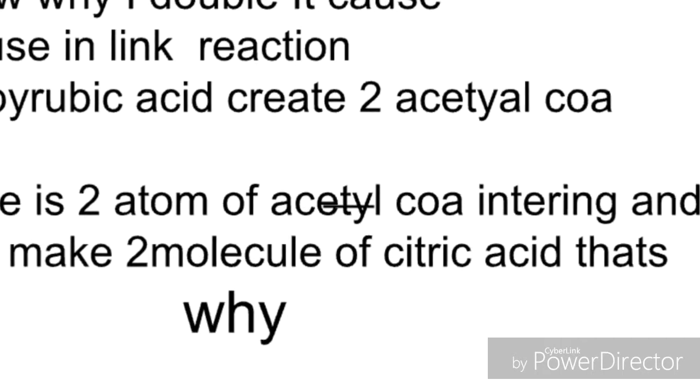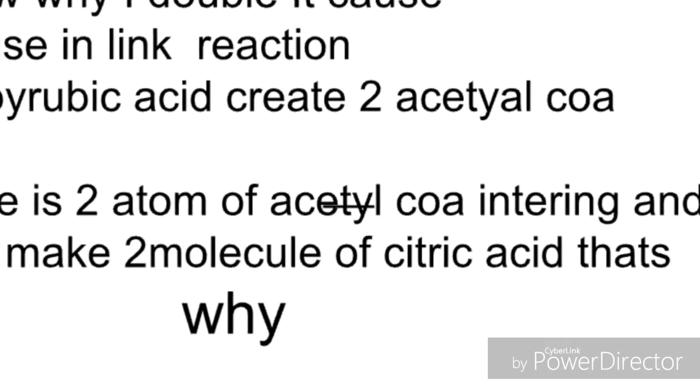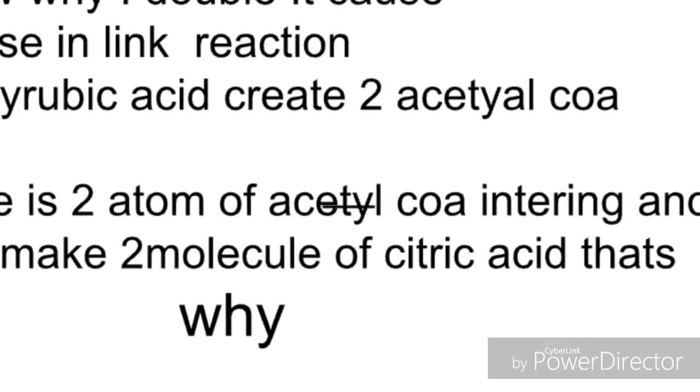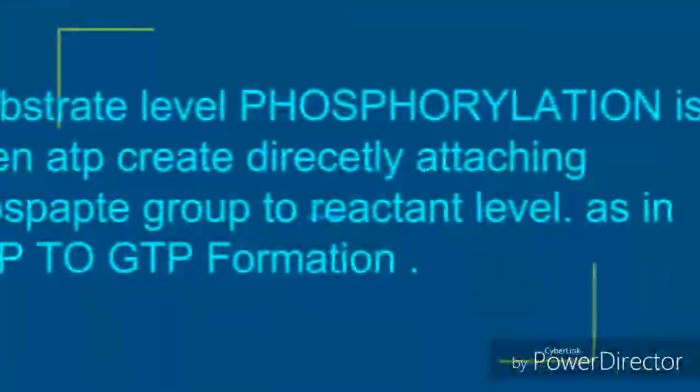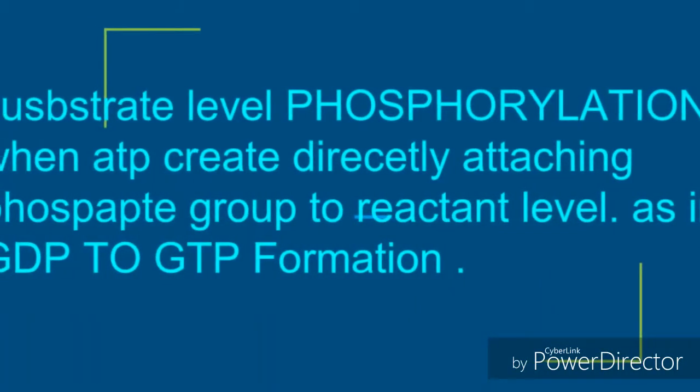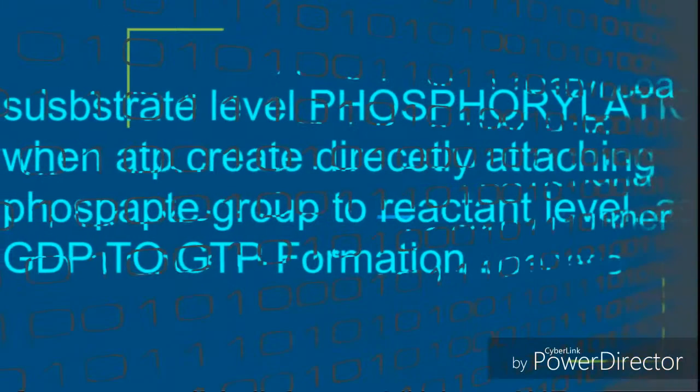And one thing I want to add is that during GTP creation, ATP is not made by the ETS. That's why we call it substrate level phosphorylation. And we call it TCA because its first stable product is tricarboxylic acid.